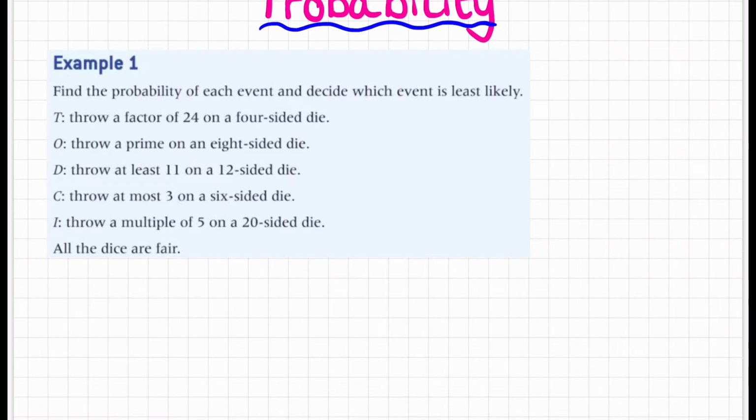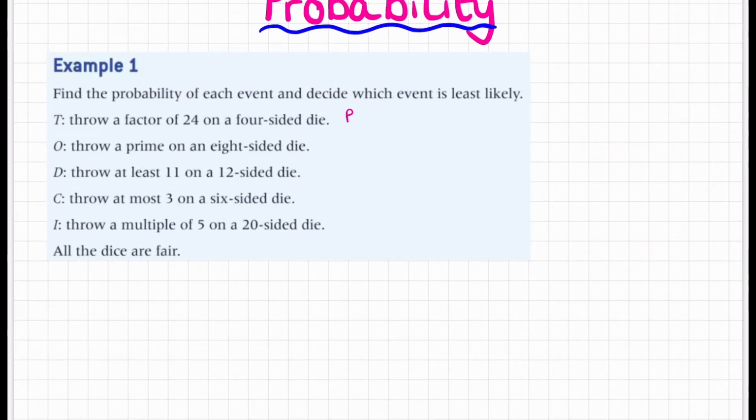So throw a factor of 24 on a four-sided dice. So on a four-sided dice, you'd have sides 1, 2, 3 and 4, which are all factors of 24. So for this first one, the probability of T would just be 1, because it's going to happen no matter what.